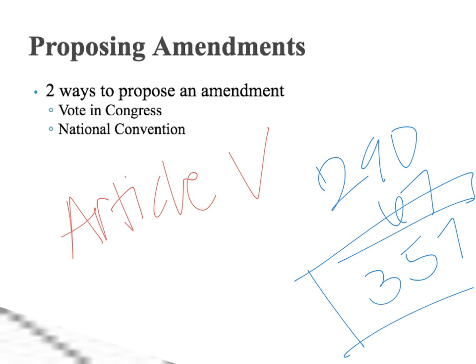The second way an amendment may be proposed is by a national convention that is called by Congress at the request of at least 2/3 of state legislators. So that's 34 state legislators.